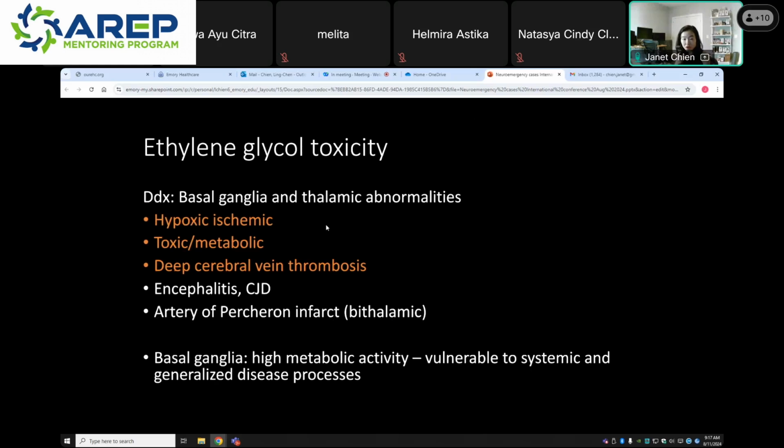So the reason hypoxic ischemic and toxic metabolic injuries involve the basal ganglia is because the basal ganglia has high metabolic activity. It's particularly vulnerable to systemic and generalized disease processes.